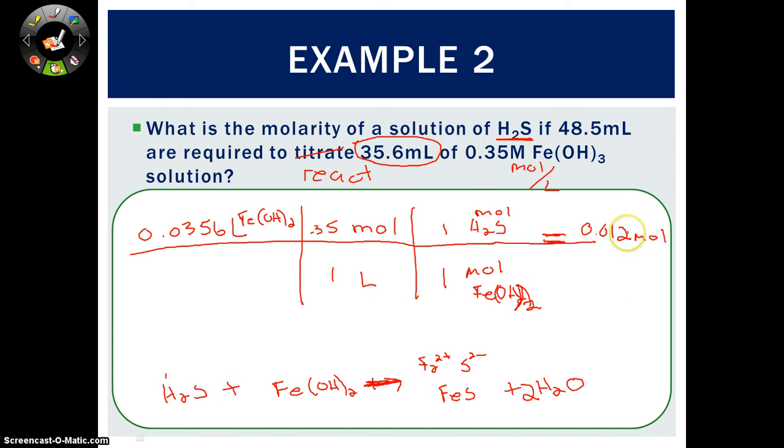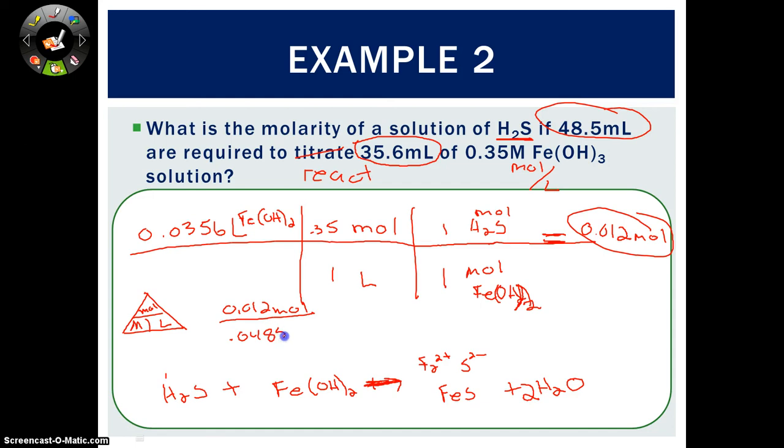Now let's remember our definition for molarity. If I'm trying to find molarity, I need moles per liter. I have moles right here. I can get liters from here, and I just need to divide it. So 0.012 moles divided by 0.0485 liters gives me 0.25, and then the units are capital M molar.